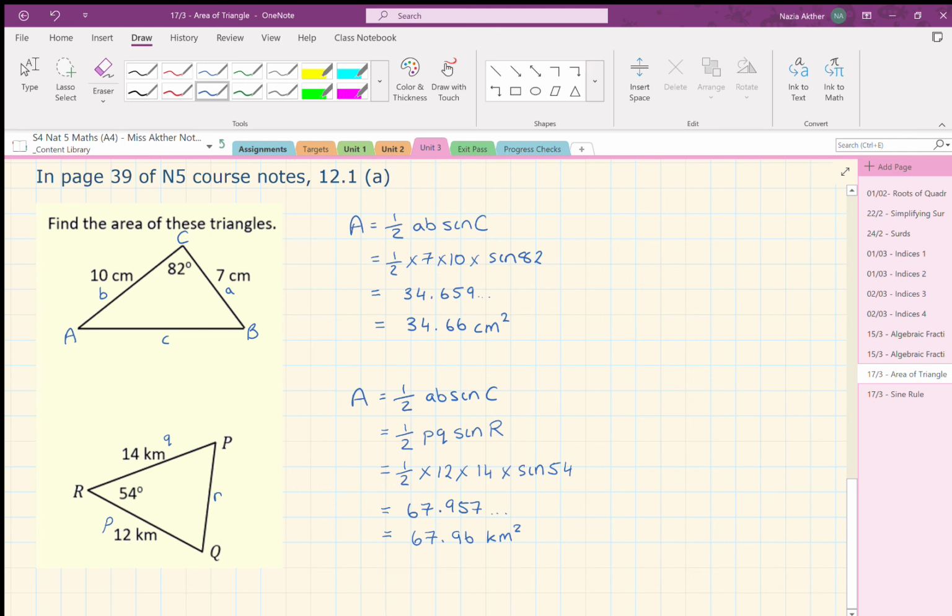Okay, so that is how you use the area formula to work out the area of a triangle. So it's important that before you start using the formula, you always label your triangle, the angles and the sides correctly, so that you know what numbers to put into your formula.